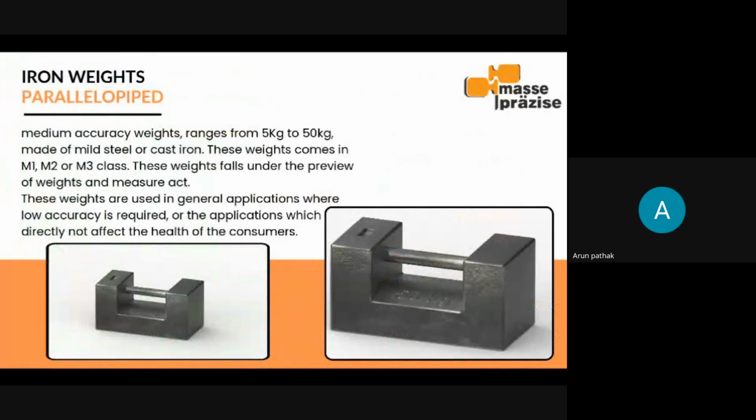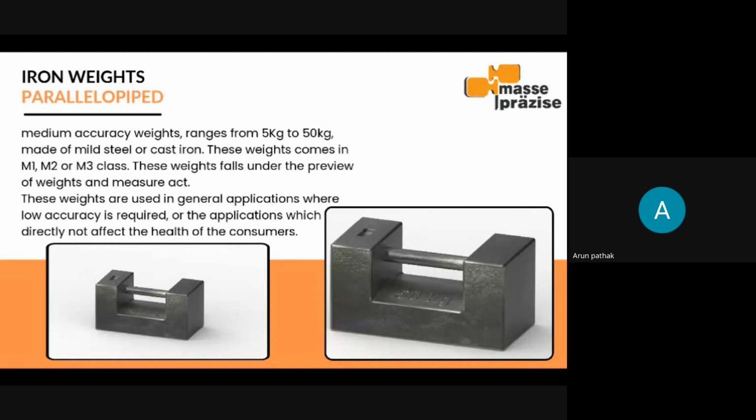As you can see in the image, this is the design of the weights. These weights are made of cast iron and come in the range of 5 kg to 50 kg. This particular design is specifically restricted for the range of 5 kg, 10 kg, 20 kg, and 50 kg weights. The design is easy to handle, and the weights can be stacked one on one. The maximum permissible error for these weights, which is specified in the Legal Metrology Act, is approximately equivalent to OIML class M2.